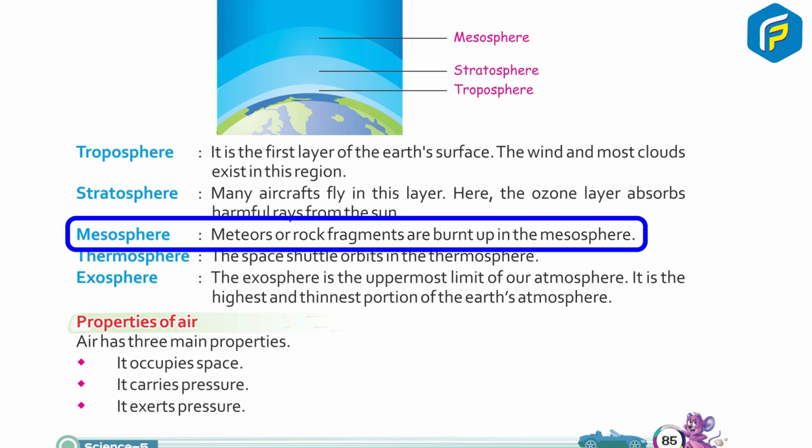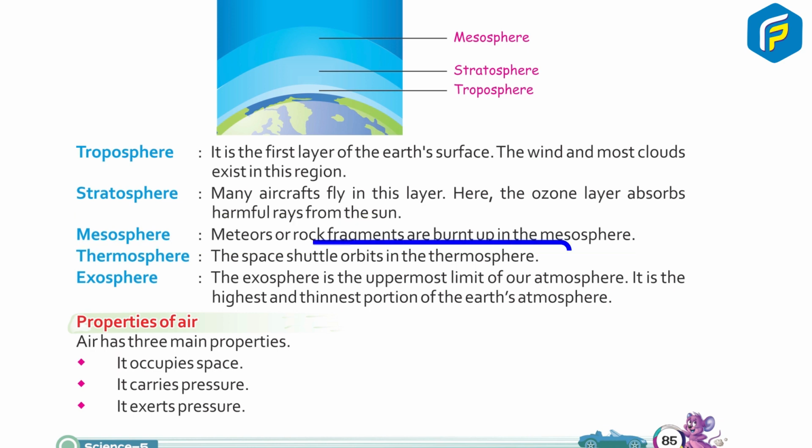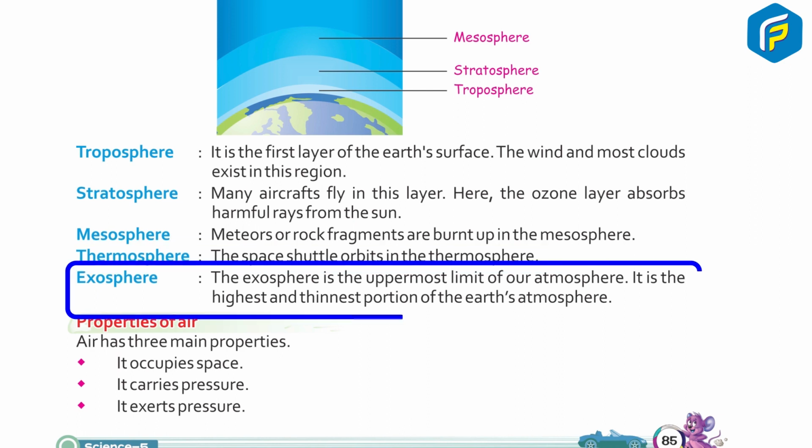Mesosphere. Meteors and rock fragments are burned up in the mesosphere. Thermosphere. The space shuttle orbits in the thermosphere. Exosphere. The exosphere is the uppermost limit of our atmosphere. It is the highest and thinnest portion of the Earth's atmosphere.